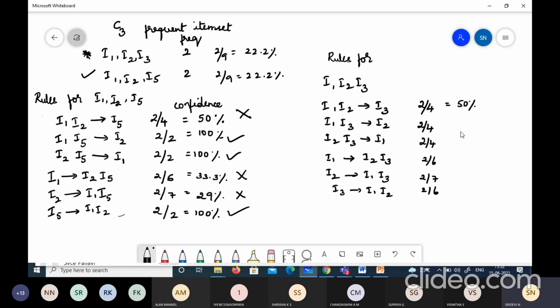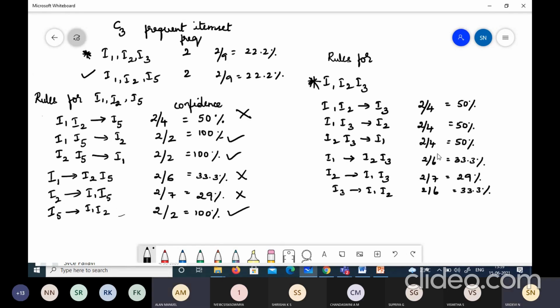So we will have 50%, 50, 50. So this is 33.3, 29 and 33.3. Now, which are the rules which hold good in this case? For the second case, which rule can we accept here? Which rule can we accept?